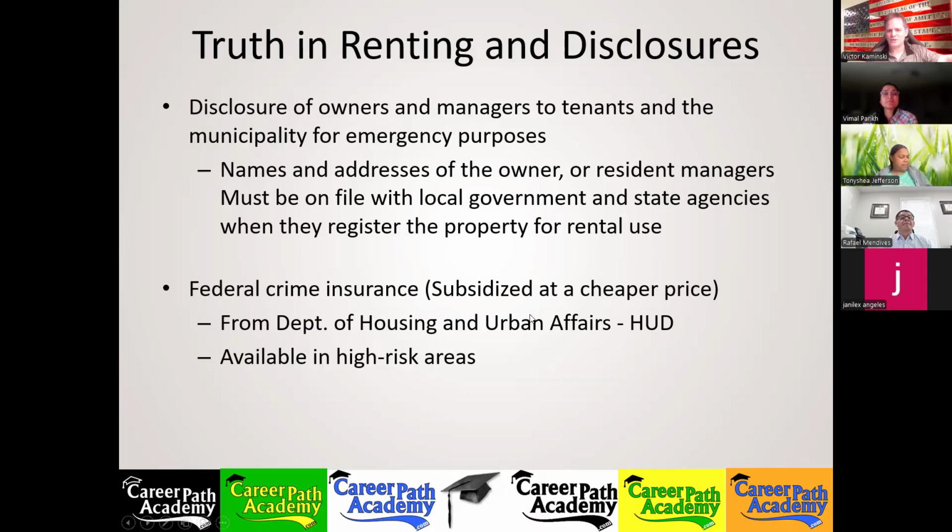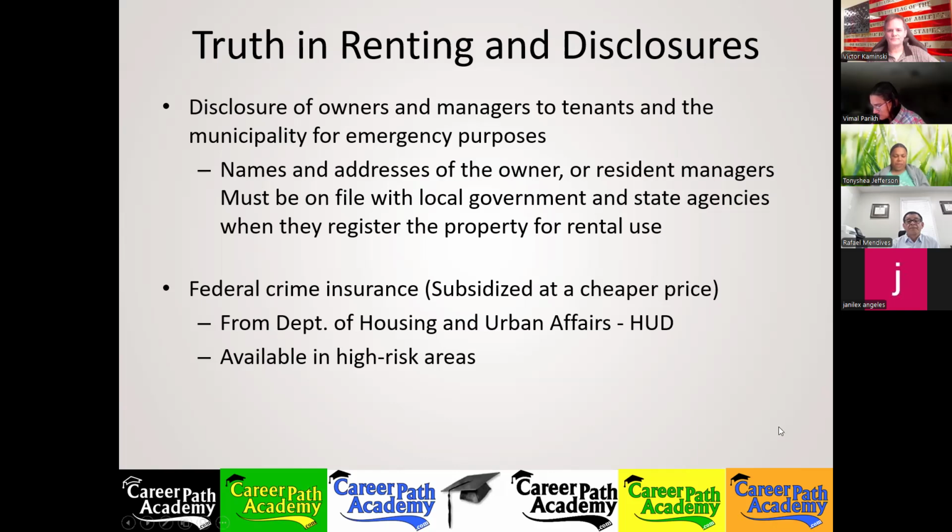Federally subsidized crime insurance. What is that crime insurance? That's what I'm about to look up. It's renter's insurance. That's all it is. Why do they have to put crime in front of it? Because it's for high crime areas. It's just renter's insurance. Because what does renter's insurance cover? It covers damages from fires, floods, and crime.